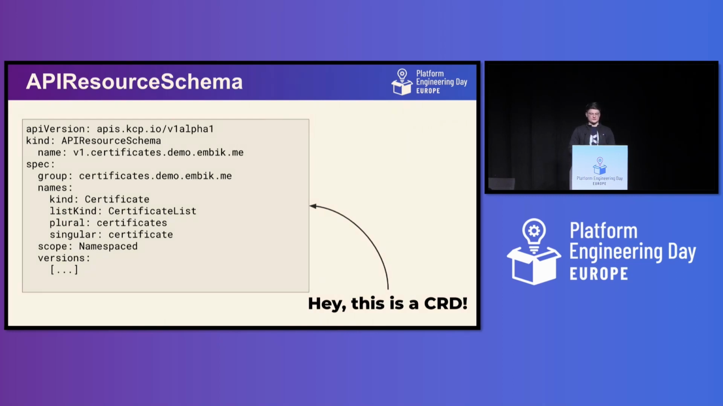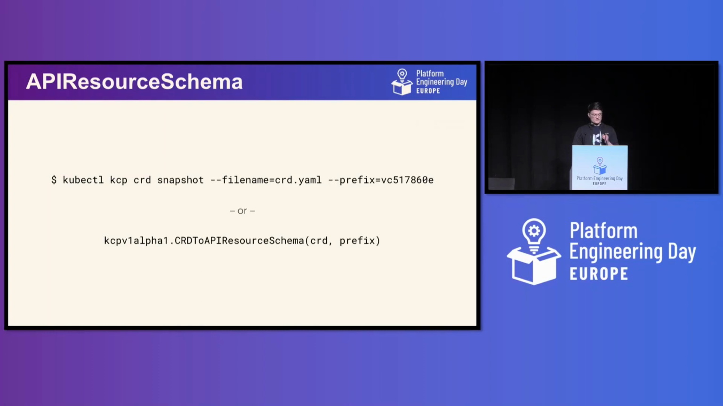Because API resource schemas look like CRDs, you can easily transform a CRD into an API resource schema. You can either use a kubectl plugin that we provide, or you can even use the Go SDK that KCP provides, depending on how you want to deliver your APIs.